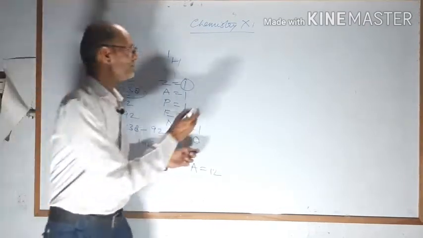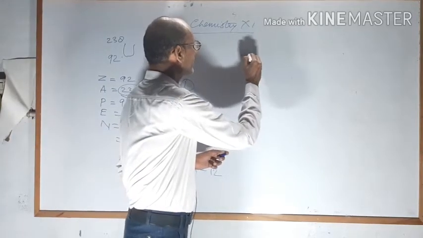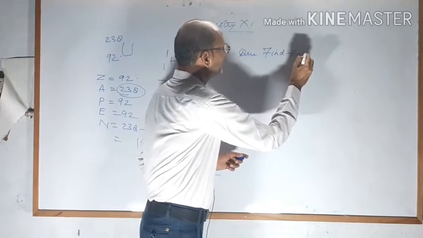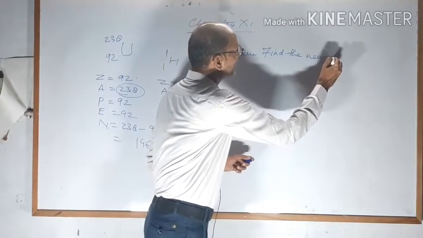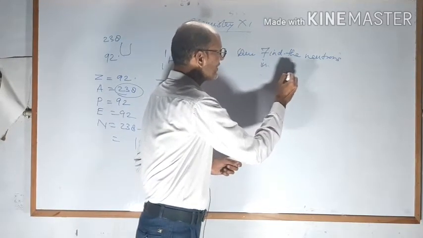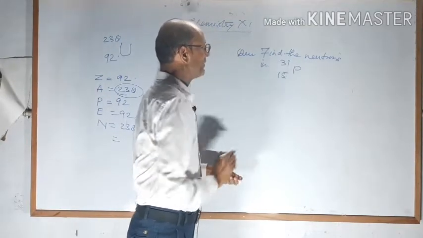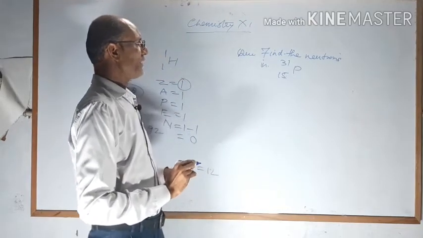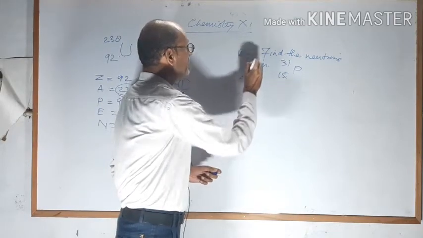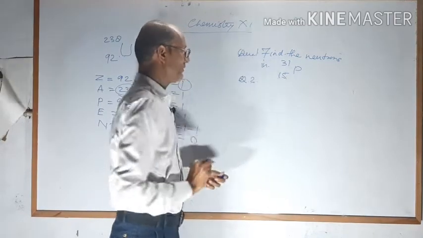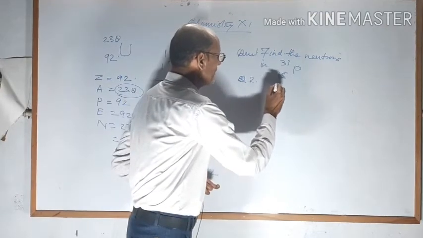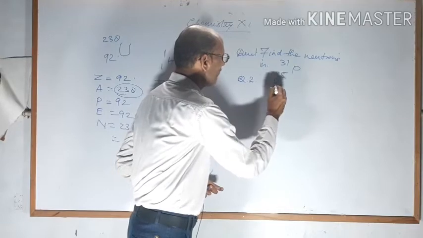Question number 1. Find the neutrons in 15P31. Question number 2. What is the atomic number of barium?